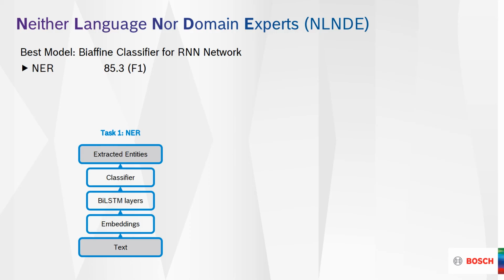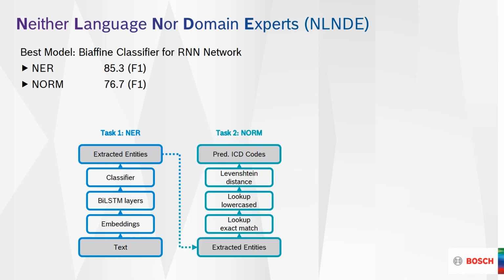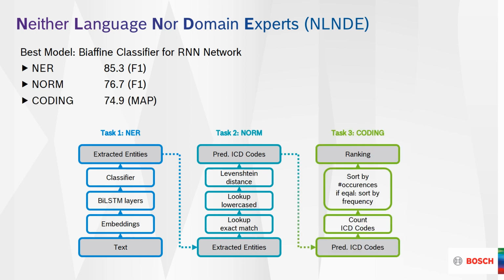To conclude, our best model is based on the biaffine classifier and recurrent neural networks. We achieve 85.3 F1 for the named entity recognition using this model, 76.7 F1 for the subsequent normalization using string matching and Levenshtein distance, and we achieve 74.9 MAP for the coding subtask using this ranking approach.